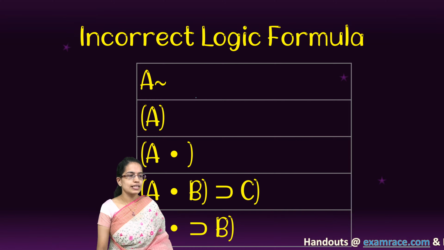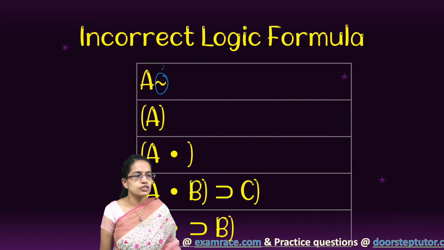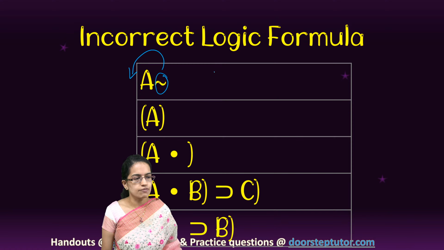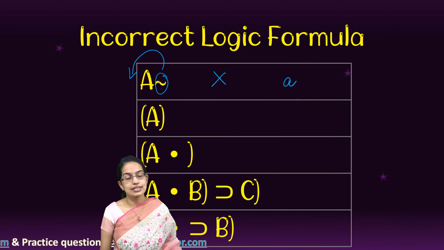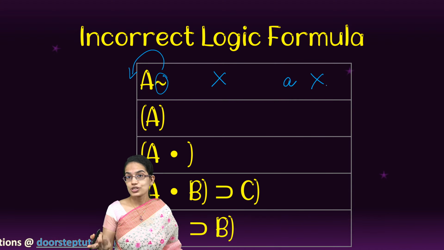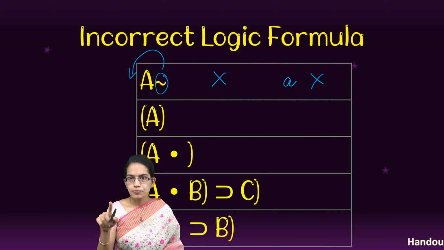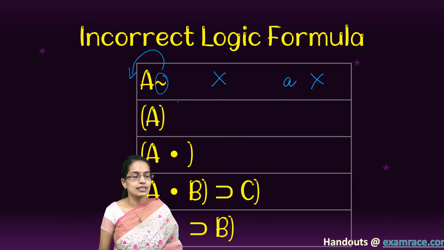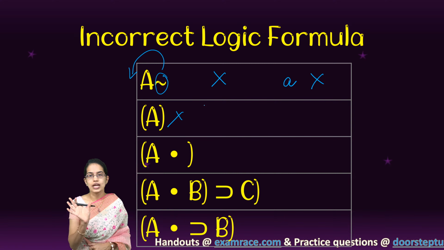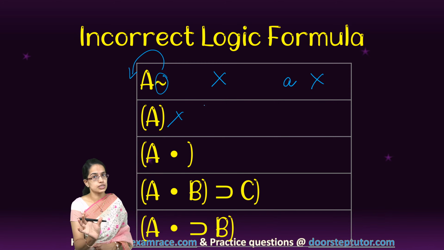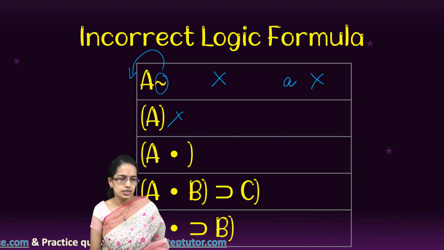Now this is an incorrect one. The first one is incorrect. Why? Because this negation sign should be a prefix, not a suffix. So this is incorrect. If I write a small a, then again it is incorrect because I should write capital letters. Then I am writing only a and it is in a parenthesis. It is incorrect. I can put parentheses only when there are connectives and two propositions that are taken into account. For a single proposition, I do not put a parenthesis, so this is incorrect.